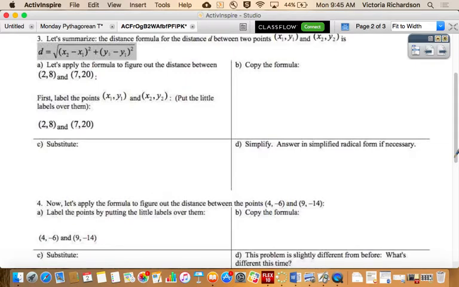All right, so first thing it says, label your points. So since this is my first set of ordered pairs, I'm going to call this x1, y1. And since this is my second set of ordered pairs, I'm going to call this x2, y2. Now I'm going to copy the formula, and it was d is equal to the square root of x2 minus x1 squared plus y2 minus y1 squared.